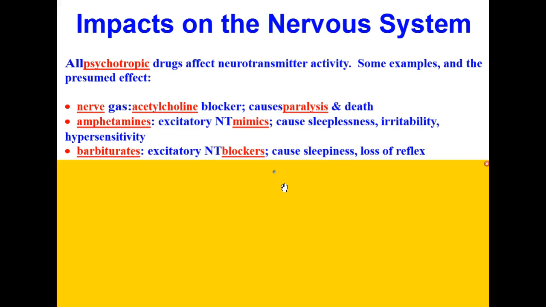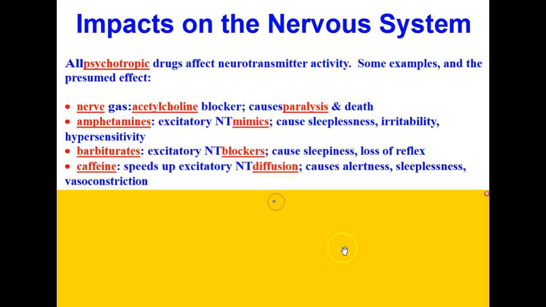Barbiturates are also excitatory neurotransmitter blockers. So while amphetamines are neurotransmitter mimics, barbiturates are neurotransmitter blockers. They cause sleeplessness and loss of reflex.